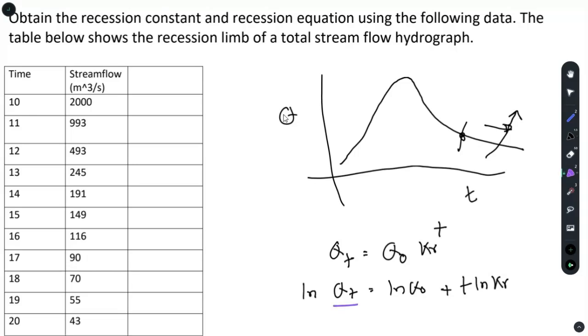So from here, we'll assume that ln qt is our y and t is our x, and this is our m slope, and this is our c. So we'll say that this is our k and q, and you'll find it ln qt. We'll take ln here, and for the ln, we'll get a value of like 7.6.